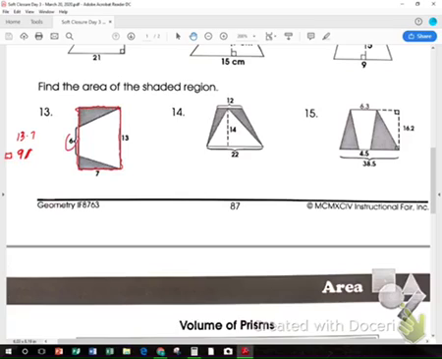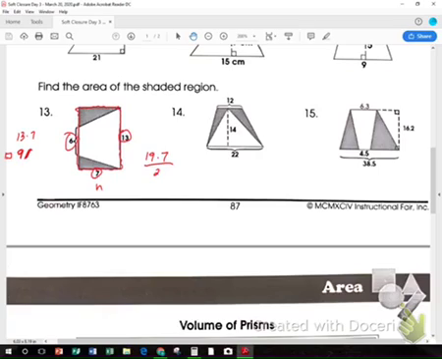So here's the bases, 6 and 13. So 6 plus 13 is 19, times the height. Oh, that's not right. Height is 7. Divide by 2. 19 times 7 equals 133. Divide by 2 is 66.5.